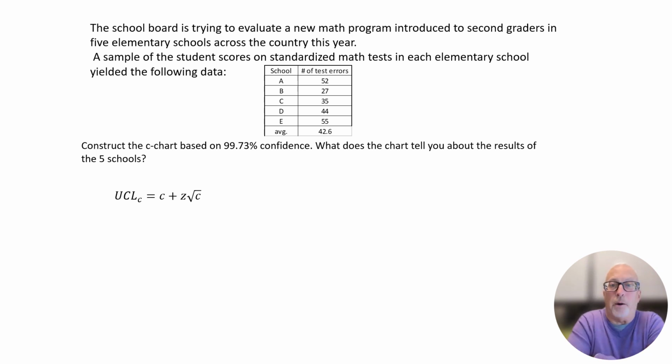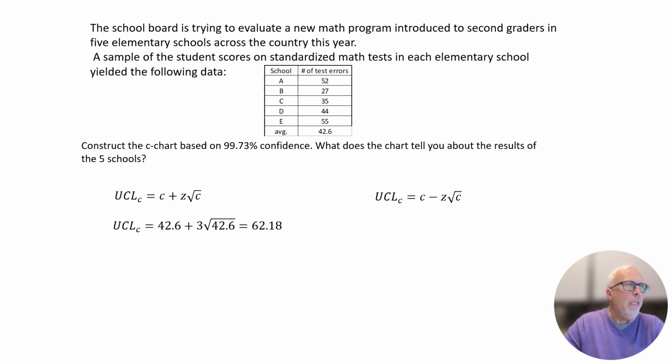So let's calculate our upper and lower control limits. Our upper control limit is C, which we know is 42.6. It's not a percentage, so you don't have to do any decimal movement. It's just 42.6 plus Z, which is 3, times the square root of 42.6. Sorry, I've got a typo there. It's not the upper control limit again, it's the lower control limit, and I did correct the sign. It's C minus Z times the square root of C. If we put these in, our upper control limit is 62.18 and our lower control limit is 23.02.